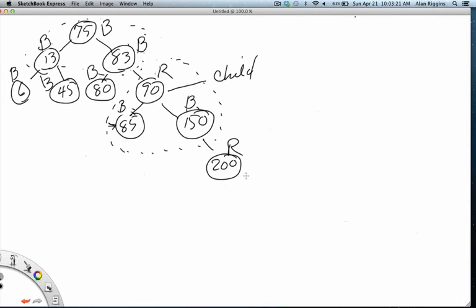All right. Now let's add a 210. As you can see, of course, the tree we have at this point in no way would satisfy the AVL condition. That would be impossible. However, it does satisfy the red-black tree condition.